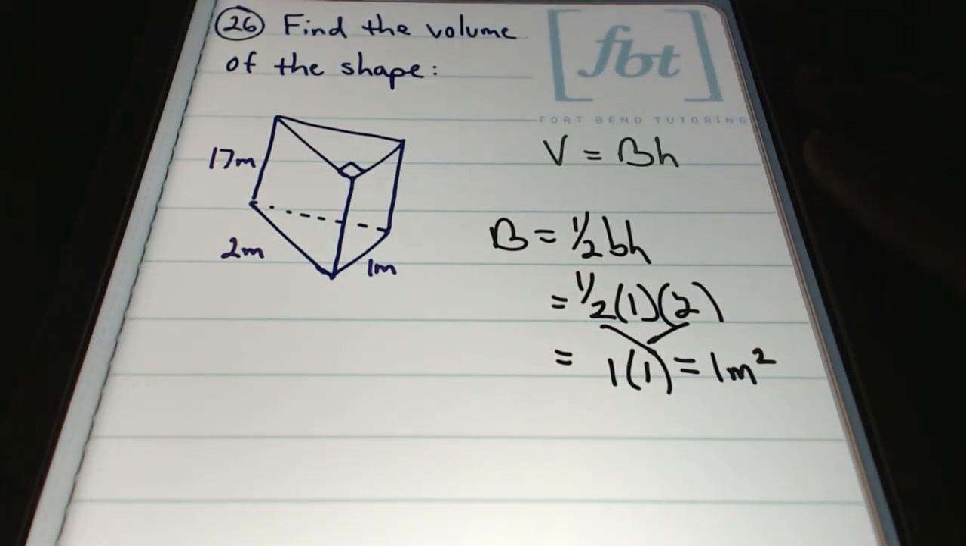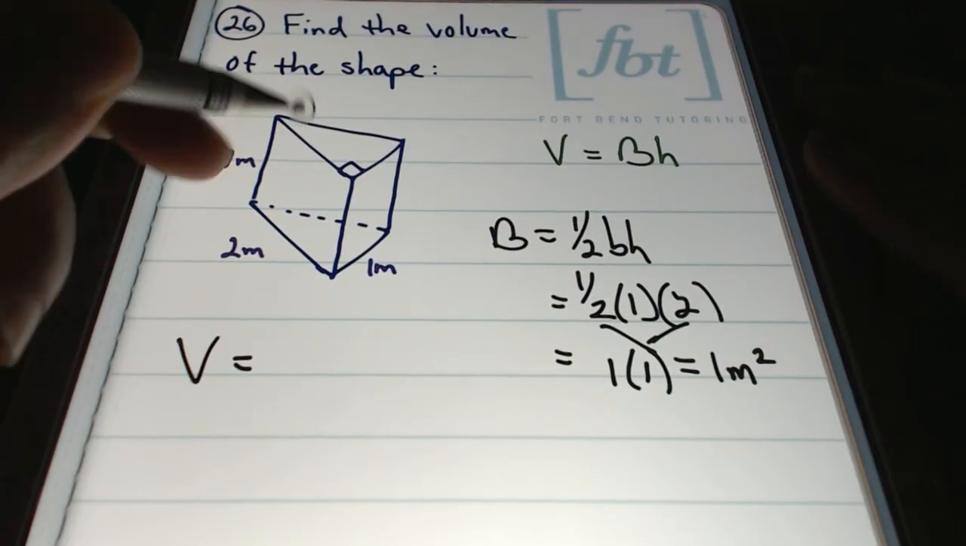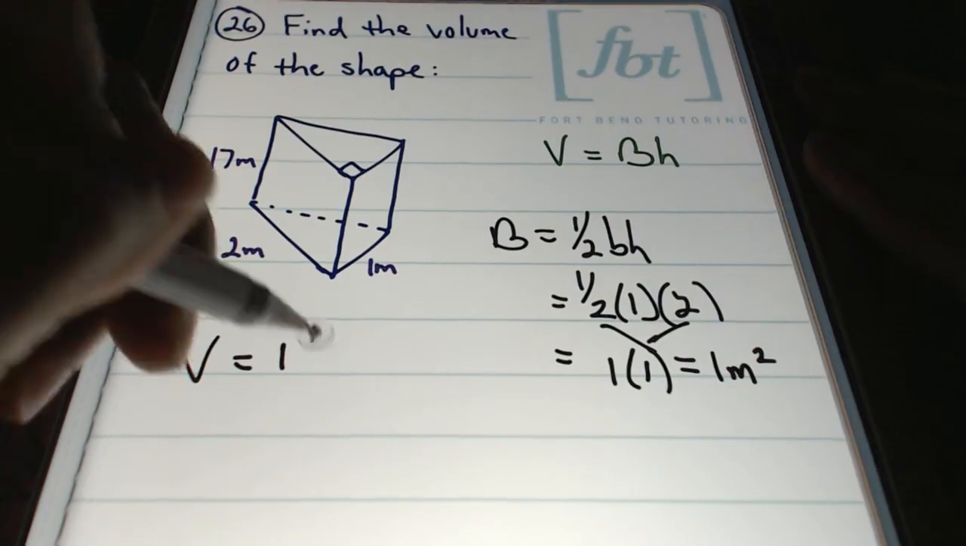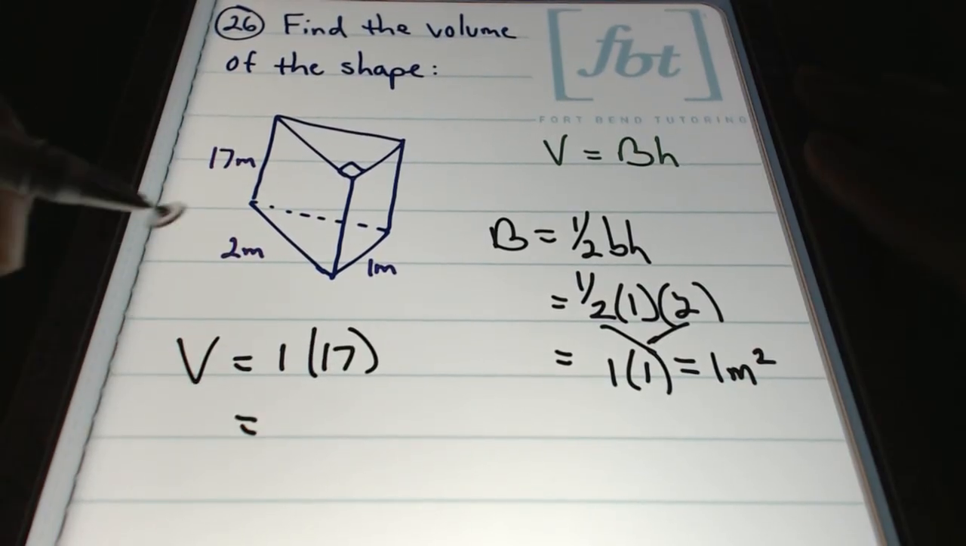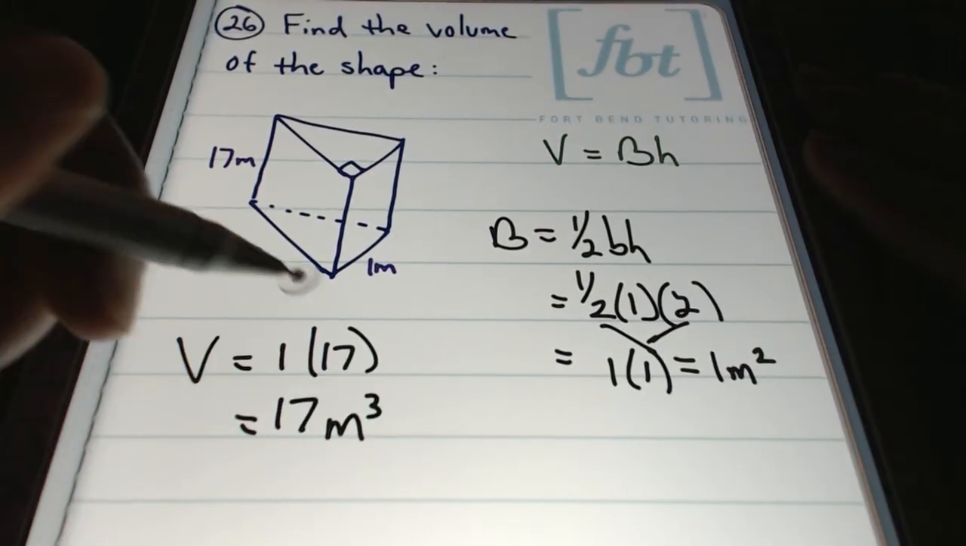All right. So that being the case, we know that the volume of this triangular prism is going to be the area of the base, which we just confirmed is 1, times the height, which is 17. So multiplying 1 times 17 gives you a total volume of 17 cubic meters.